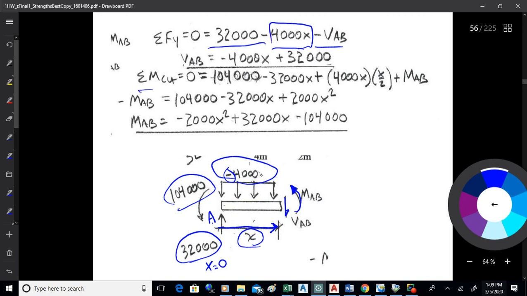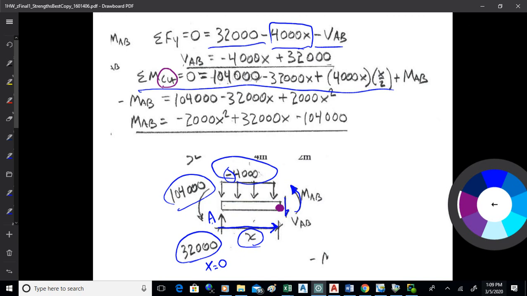When I do the moment equation, I take the moments about the cut. That's kind of important. I'm taking moments about here, and I just look at that diagram and start adding up the moments. So I've got 104,000. For the reaction, I've got 32,000 times x. That's going to come around clockwise, so that's negative.